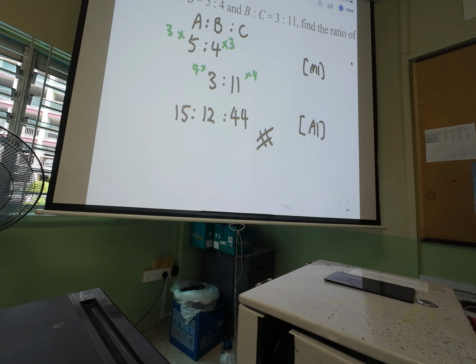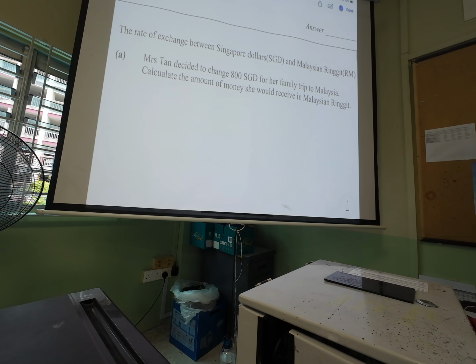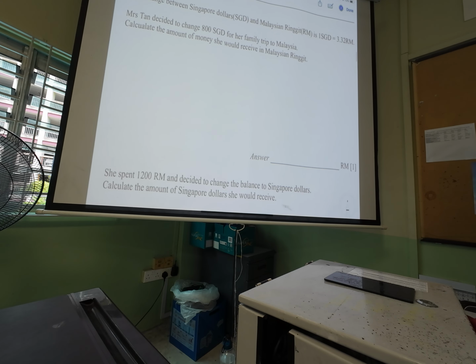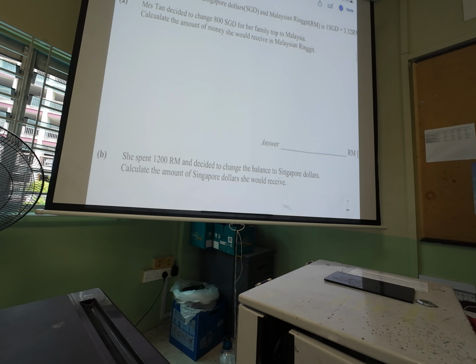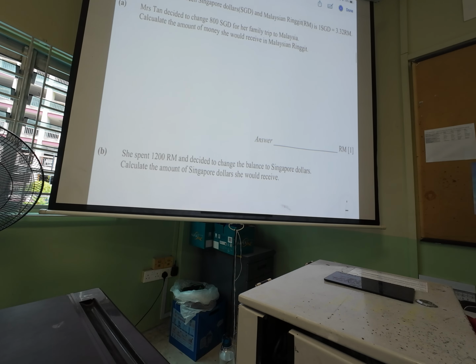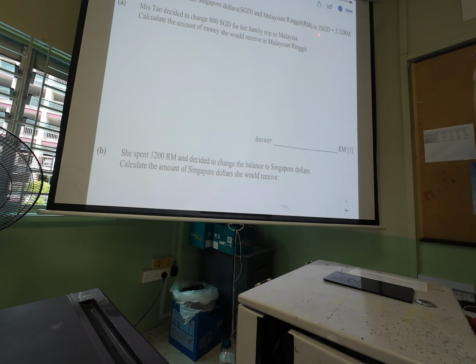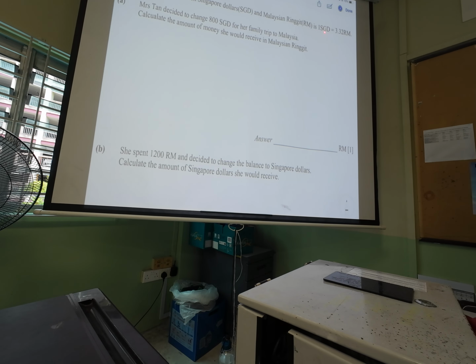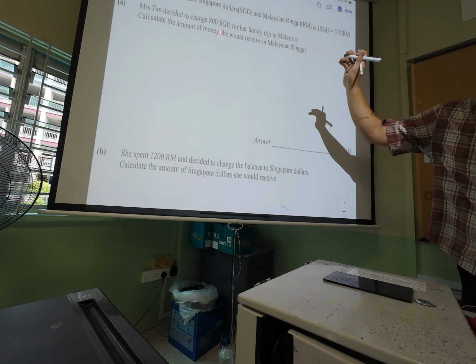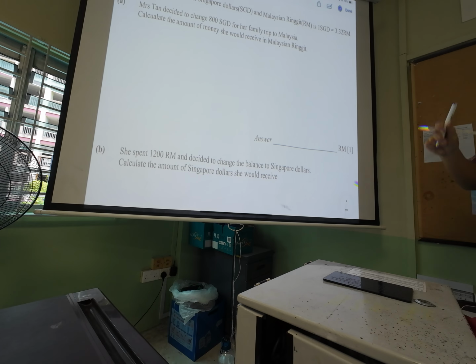Okay, then go to exchange rate. This one is also an easy question. Also must get one. Only multiply only. Plus, minus, multiply, divide only. Exchange rate, Singapore dollar and Malaysian ringgit. 1 Singapore dollar is 3.32 RM. 800 Singapore dollar is how much RM?